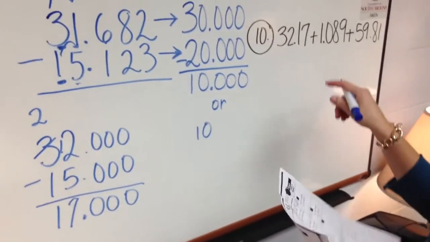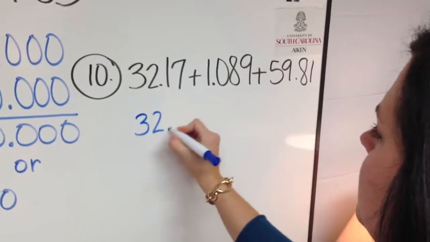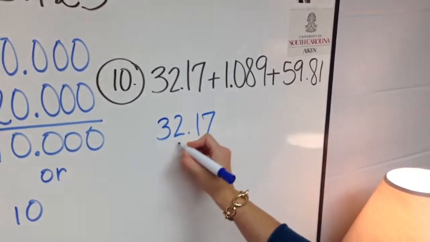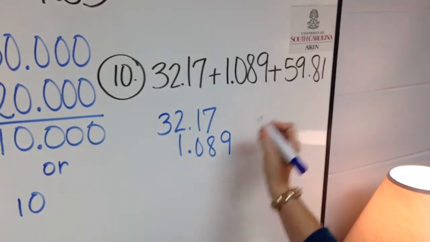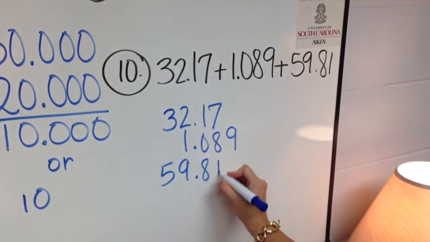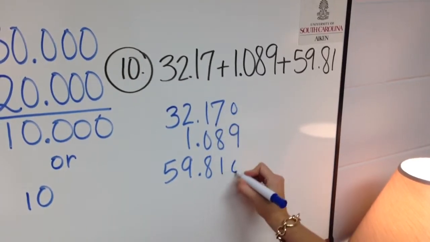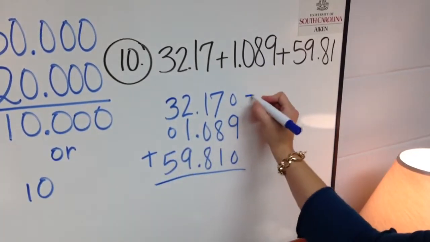Alright, let's look at number 10. We're going to take 32.17. I'm going to line everything up just to get in the practice of doing that. We've got 59.81. I'm going to annex my zeros. And I'm ready to estimate and add.